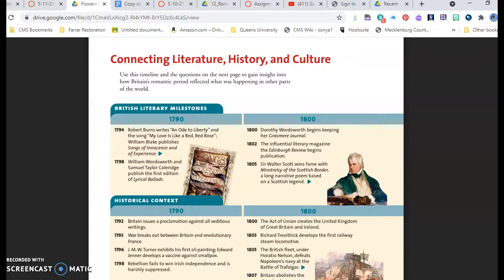Connecting literature, history, and culture, because you want to be able to connect those. Literature has its base in the culture and the history of the time and the people that are writing it. Use this timeline and the questions in your Making Connections document to gain insight into how Britain's Romantic period reflected what was happening in other parts of the world. No culture is an island, just like people are not isolated from everybody else. What we do influences those around us, so the Romantic period had an effect on people in other parts of the world.